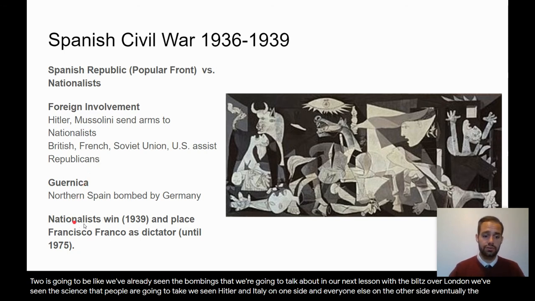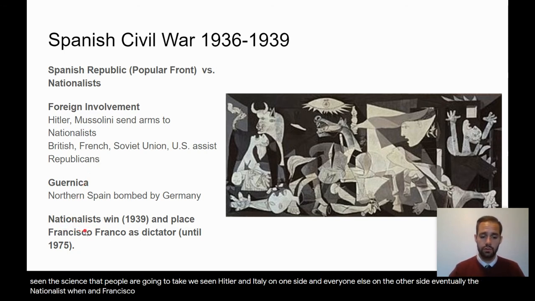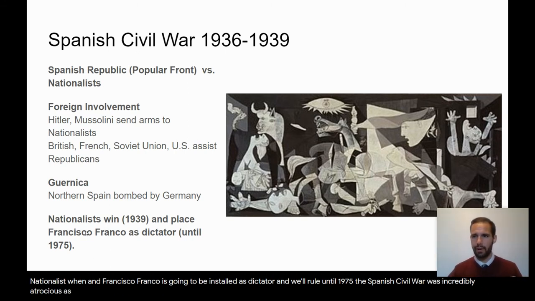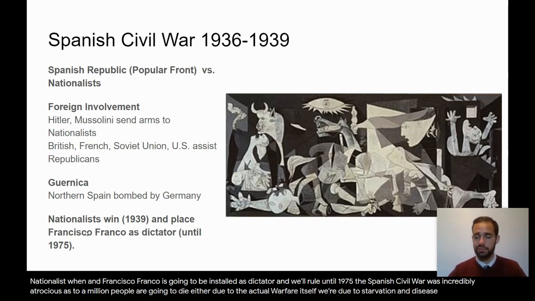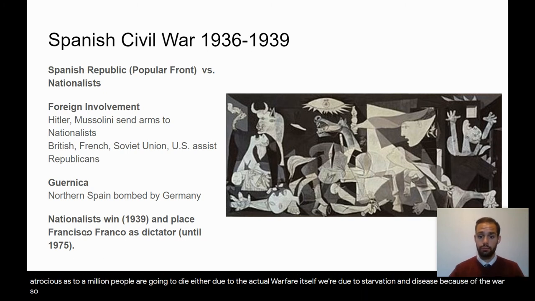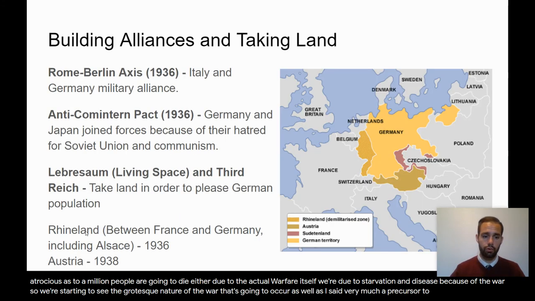Eventually, the nationalists win, and Francisco Franco is going to be installed as dictator and will rule until 1975. The Spanish Civil War was incredibly atrocious as well. Anywhere from about half a million to a million people are going to die, either due to the actual warfare itself or due to starvation and disease because of the war. So we're starting to see the grotesque nature of the war that's going to occur as well. As I said, it's very much a precursor to World War II.